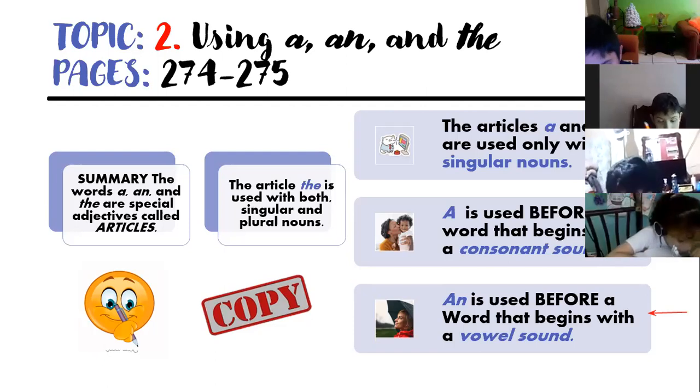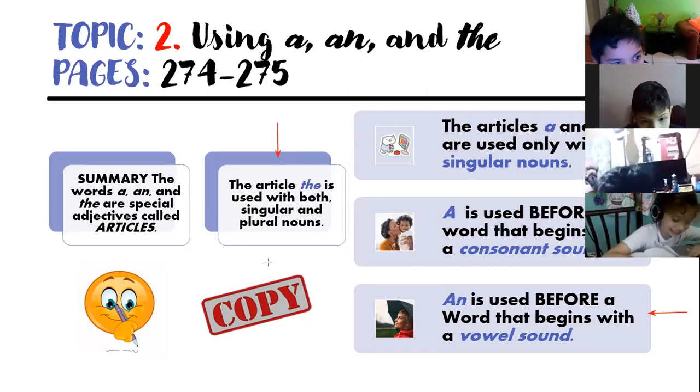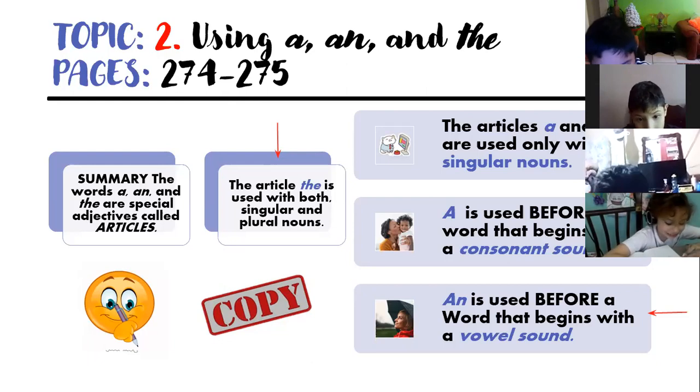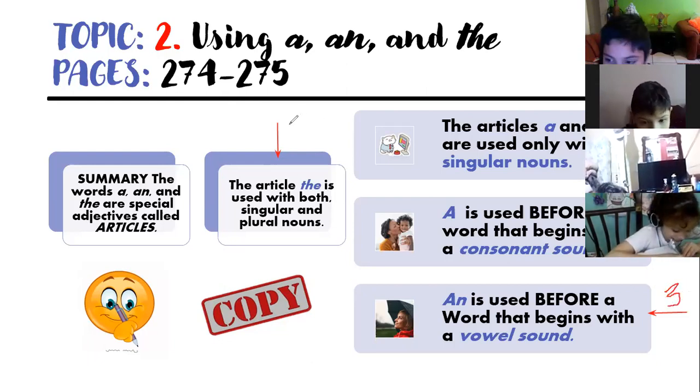Okay. And finally, you also have to copy this one. The article that is used with both singular and plural nouns. That's what I need you to copy. This is number one, number two, number three, and number four.